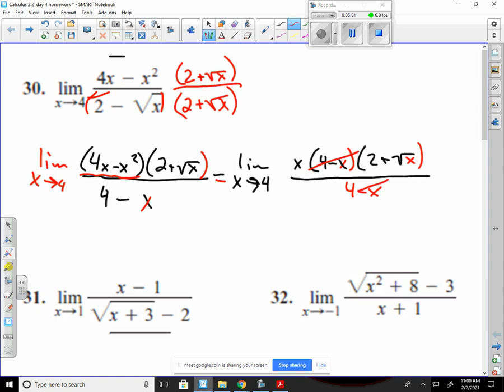Now I have a 4 minus x that I can cancel with that one. That leaves me with the limit as x approaches 4 of x times 2 plus the square root of x. Now I can plug in 4 times 2 plus the square root of 4. Square root of 4 is 2. 2 plus 2 is 4. 4 times 4 is 16. Questions on 30?